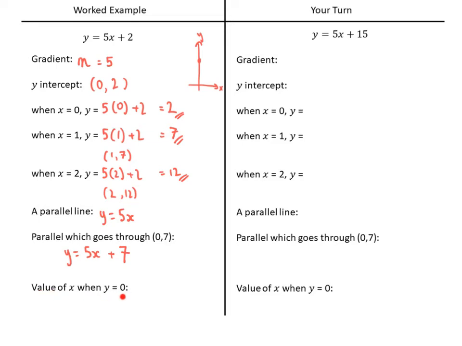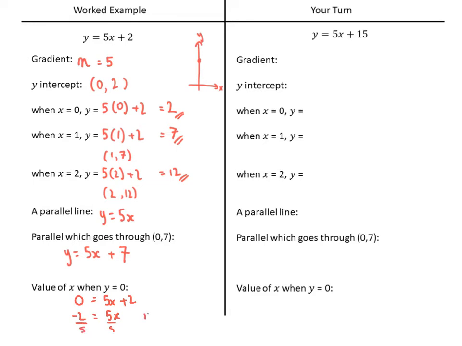The value of x when y equals 0. This is similar to these three questions here. I know one of the values, I can plug it in and work out the other. So y equals 0. y is 0 equals 5x plus 2. I've now got a little equation I can solve. I can subtract 2 from each side, and then I can divide each side by 5.